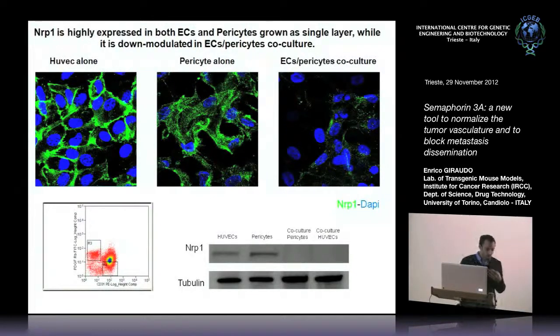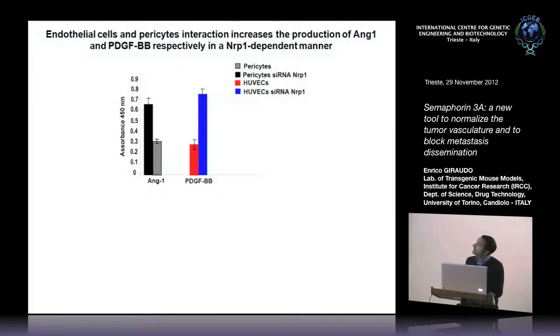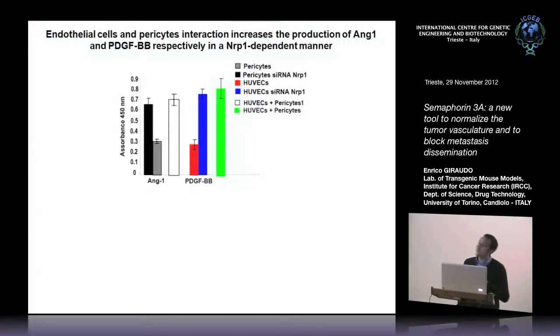And we sought to investigate whether this down-modulation of neuropilin 1 was somehow correlated with the expression of some already known proteins or molecules that can normalize the vasculature and induce its maturation, such as angiopoietin 1 or PDGFB. And what we found is that the inhibition of neuropilin 1, both in pericytes and in HUVEC, was able to strongly increase the production of these two normalizing agents, angiopoietin 1 and PDGFB. And this was the same increase of angiopoietin and PDGFB we observed when we checked in the co-cultured cells.